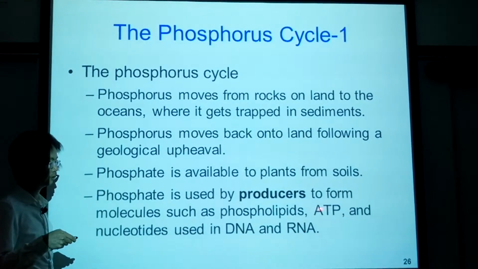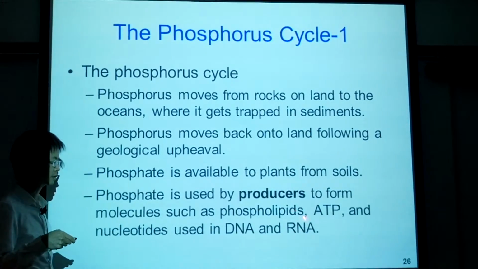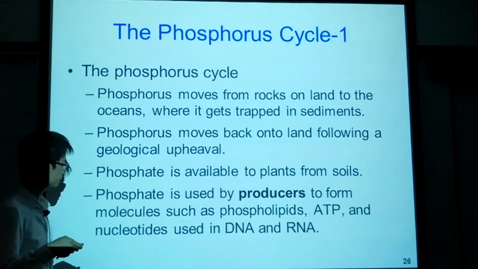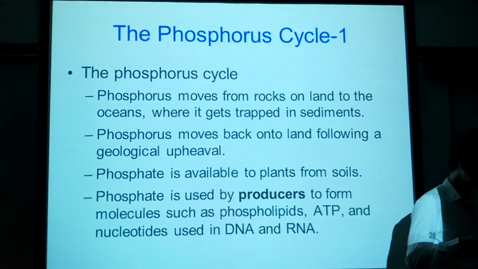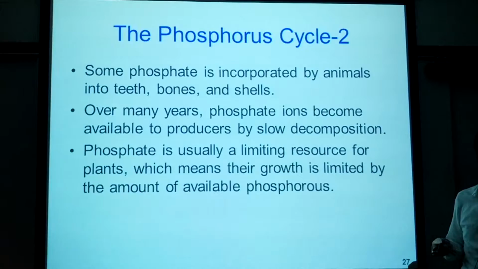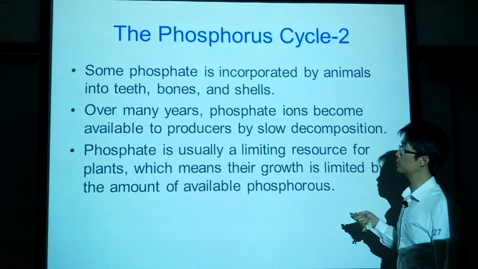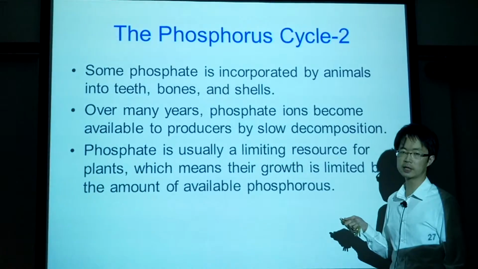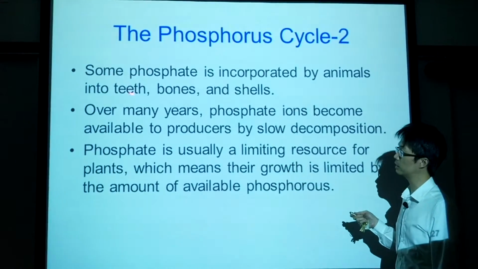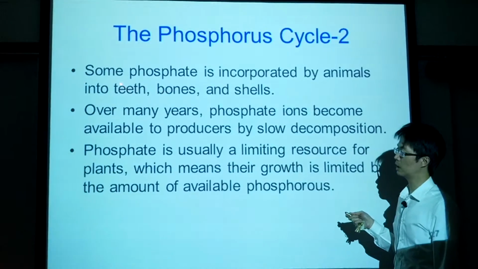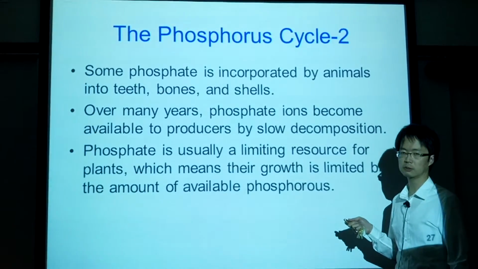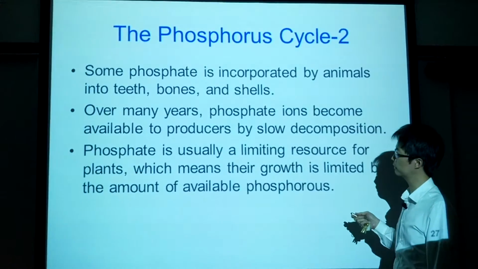ATP, remember ATP, adenosine triphosphate. All the ATP has a phosphate group there, and nucleotides, as in DNA and RNA, also have a phosphate group. That's why DNA is negatively charged. And animals like us also incorporate phosphate. Other than DNA and RNA, we incorporate phosphate in the teeth and bones, because our teeth and our bones are formed by calcium phosphate.